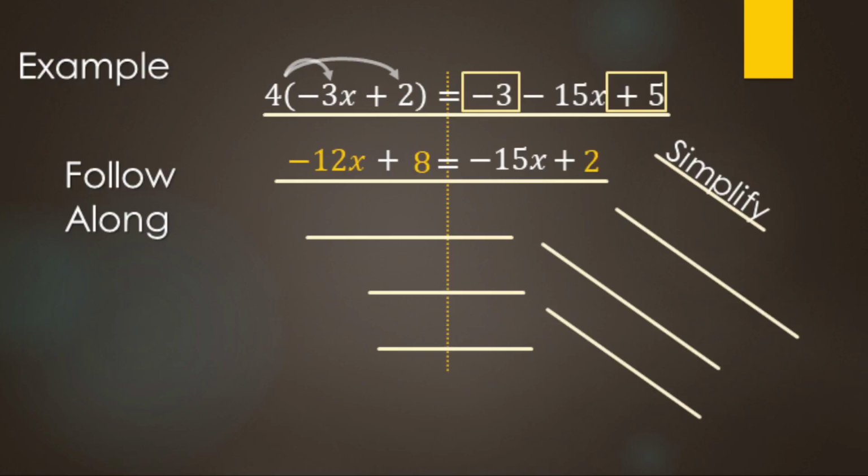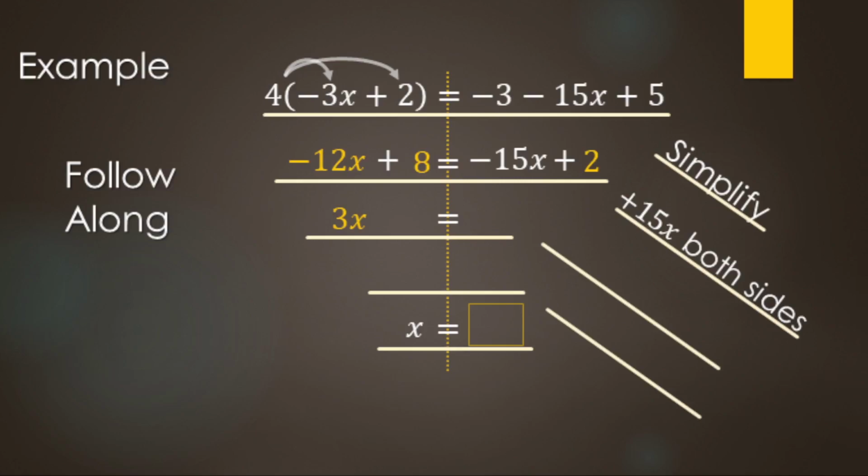Next up, we need to look at which side we're going to put our variable on. So generally speaking, we move over the smallest of the two. And again, moving is in air quotes. So we're going to add 15x to both sides. So we have a negative 12x plus 15x's makes 3x's. We still have the plus 8 on the left-hand side. Negative 15x's plus 15x's is no more x's, just the 2.